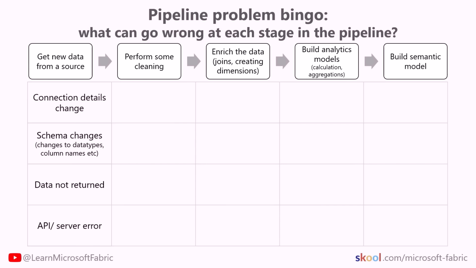Another example is perhaps you're calling an API and data doesn't get returned for whatever reason. Perhaps it's because of an API or server error and it's nothing to do with you, but you're not going to get data back from that API.